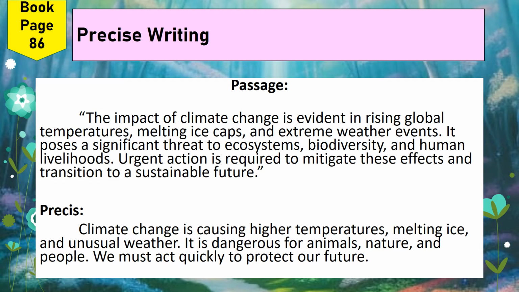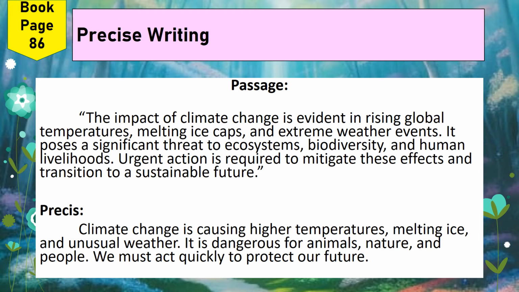Here's the answer to the precis writing task on page 86. The original passage talked about the serious effects of climate change, like rising global temperatures, melting ice caps, and extreme weather. It also highlighted how climate change harms nature, animals, and people's lives, and it called for quick action to solve the problem. The precis, or summary, written in one third of the original length, is: Climate change is causing higher temperatures, melting ice, and unusual weather. It is dangerous for animals, nature, and people. We must act quickly to protect our future. As you can see, this precis keeps the main points, uses simple language, and stays clear and focused. That's exactly how a good precis should be.